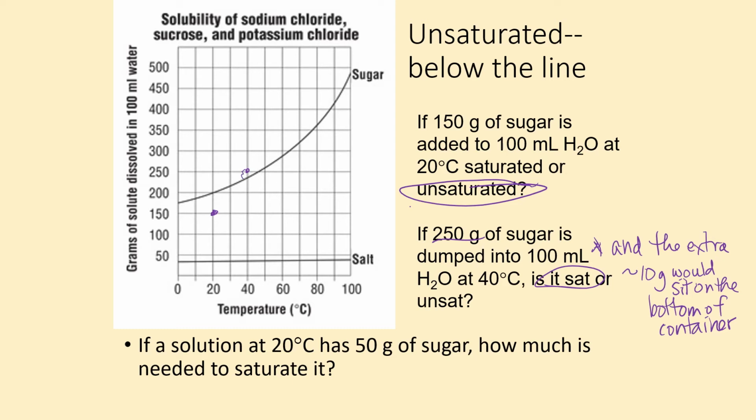If a solution is at 20 degrees and it's 50 grams of sugar, how much is needed to saturate? So we're at 20 degrees and we're at 50 grams of sugar. All right, so we can get up to the line, so we can do 50 more, 100 more, 150 more. So we'd be able to add 150 grams more to get to saturation. All right, so those are some of the questions you can get about that.